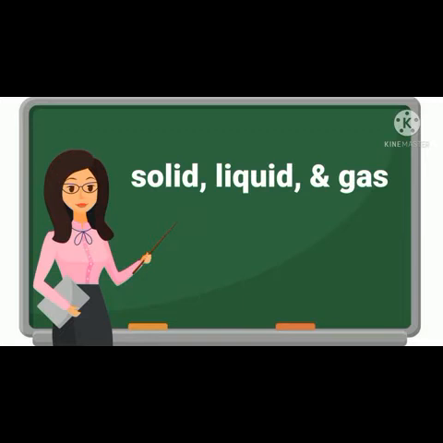Everything in the world that has mass and occupies space is matter. Even air is matter because it has mass and occupies space. All matter in the world is made up of tiny particles. These particles are so small that we cannot see them.